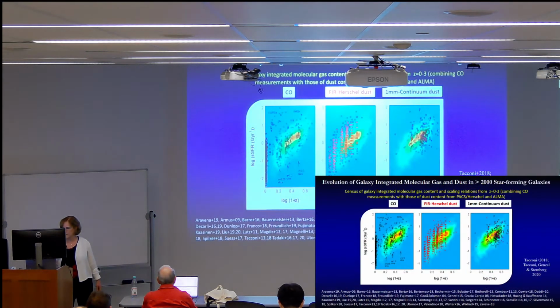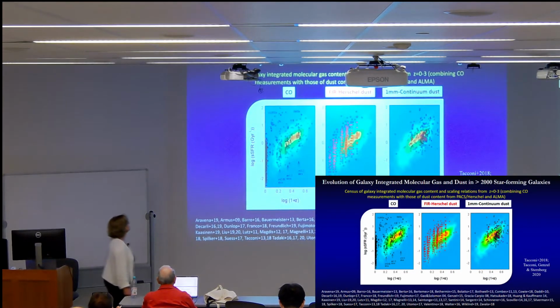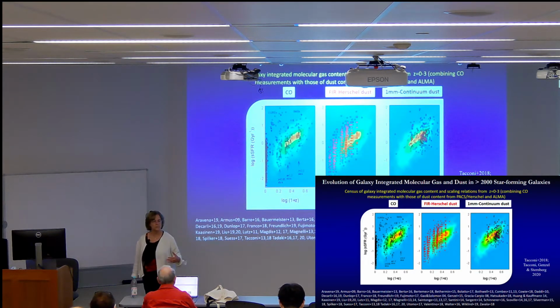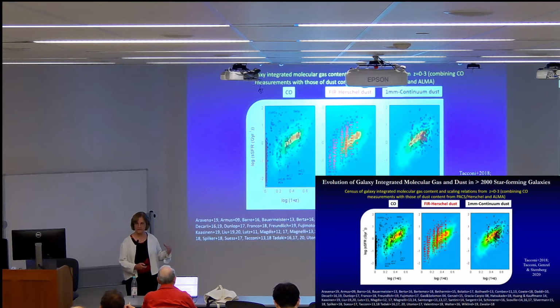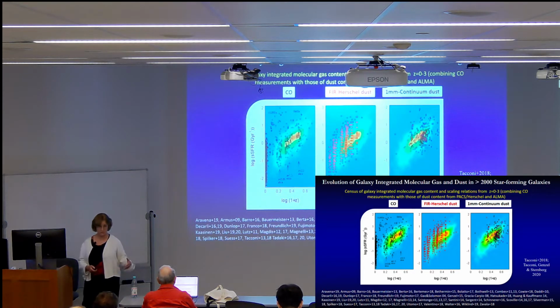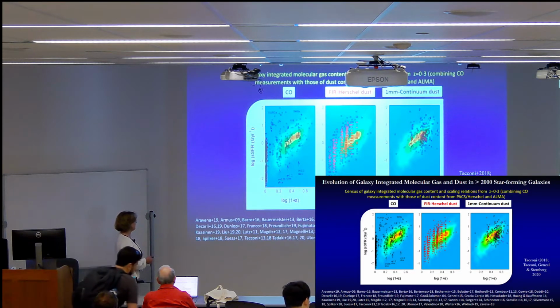And what we've done is to assemble a database based on our own CO measurements, but also based on measurements from the literature using different techniques to measure the molecular gas mass in a sample of over 2,000 galaxies from redshift 0 all the way out to beyond redshift 3. And so we've used the CO technique, and this is our coverage in the star formation redshift plane. So we cover pretty well the main sequence.